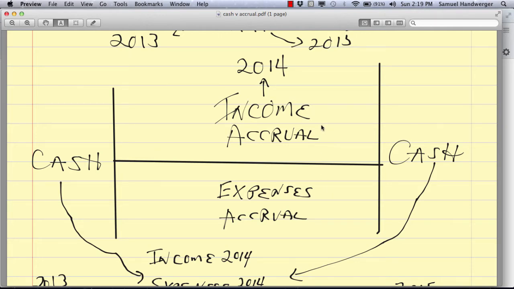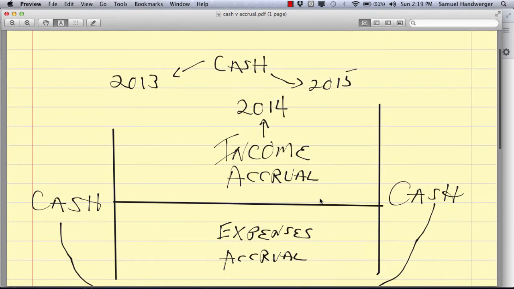What was actually earned, we don't care about cash. What was the actual expenditures to earn that? Again, we don't care about cash. What happens in the real world, however, is that on the income side, we're often receiving cash in the year 2013 that belongs to 2014. That's what this means here. We got it in 2013, but it actually belonged to 2014, and vice versa. We often receive cash in 2015 that belongs in 2014 on a cash basis.